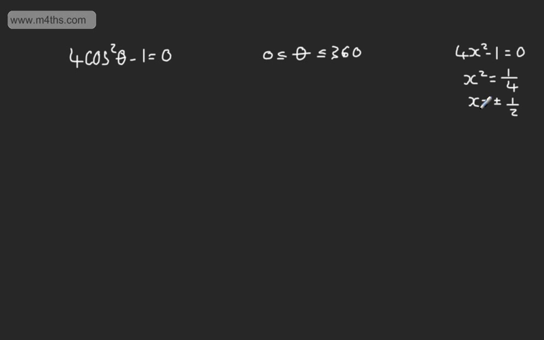When we're solving 4 cos squared theta minus 1 is equal to 0, we would do exactly the same. It's very important that we don't lose solutions. Sometimes students have in the past just put, well, x is going to be equal to 1/2, so cos theta would be equal to 1/2.